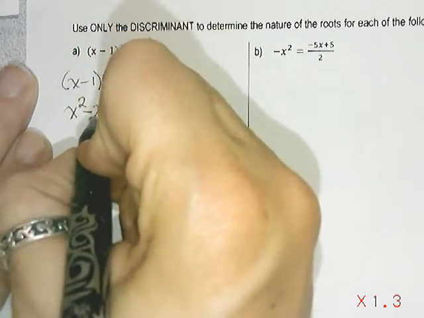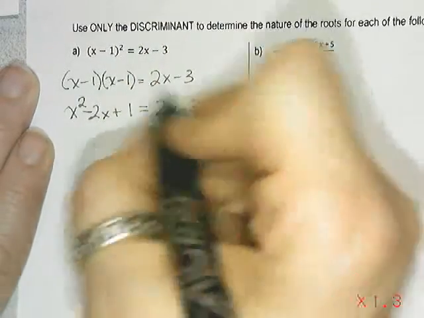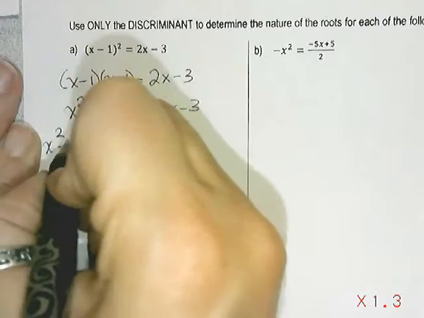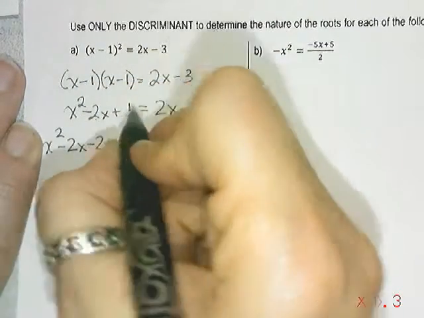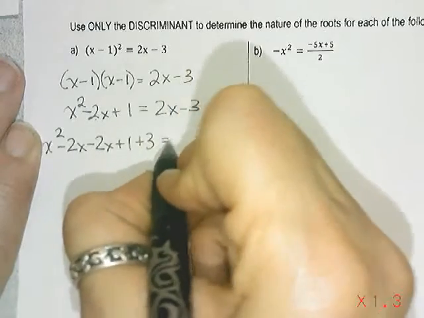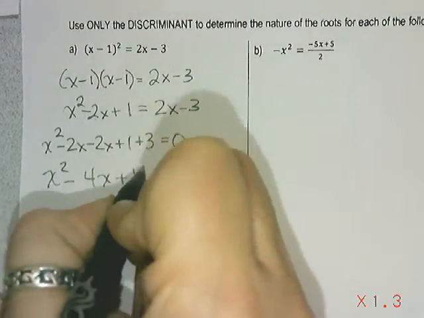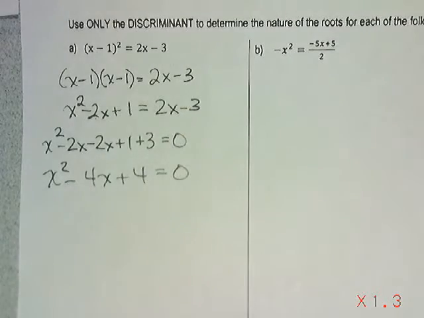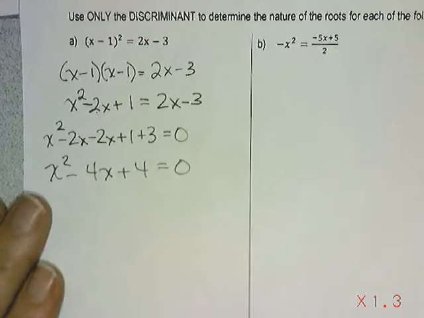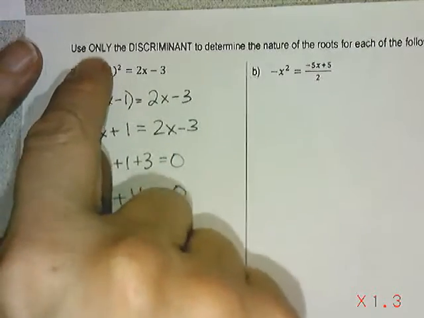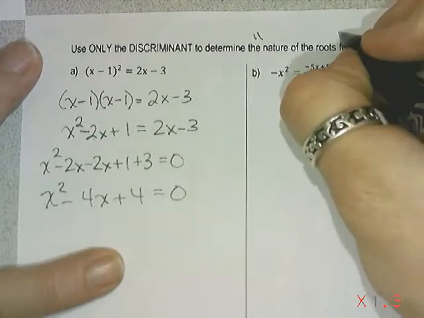I get x squared minus 2x plus 1 is equal to 2x minus 3. Let's bring all of our terms to this side. Negative 2x that was here, another negative 2x, plus 1 that was here, add the 3 that came over. I get x squared minus 4x plus 4 equals 0. Now, truly, I should go and see if that factors, and it does, but it told me that I had to use only the discriminant to determine the nature of the roots.